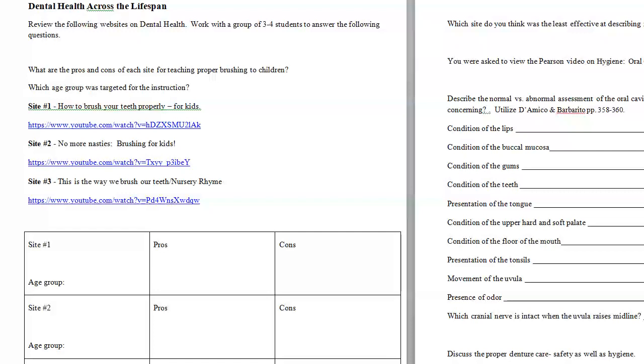And here's a great question: which cranial nerve is intact when the uvula rises midline? And the answer to that is number 9 and number 10. Okay, and that would be the glossopharyngeal and the vagus nerve. So you might want to look those up as well.